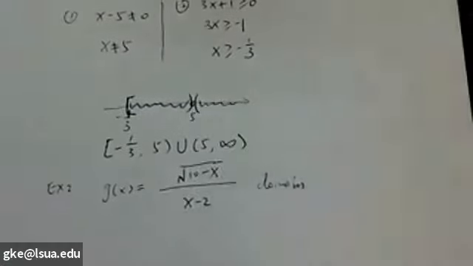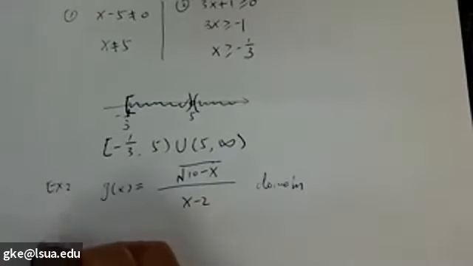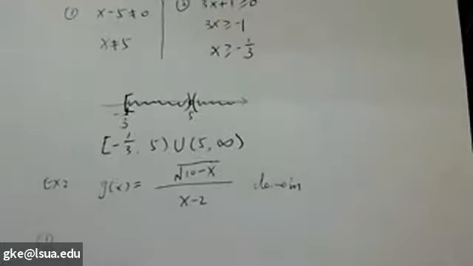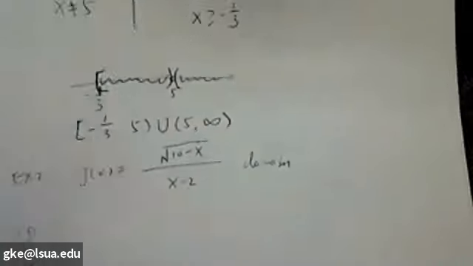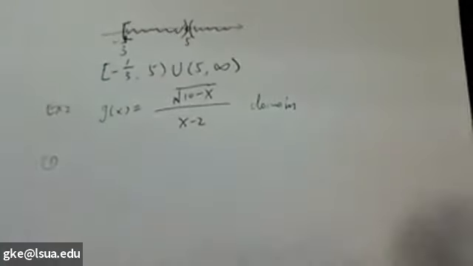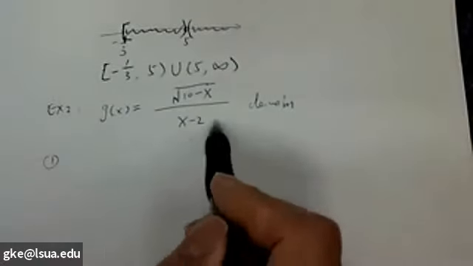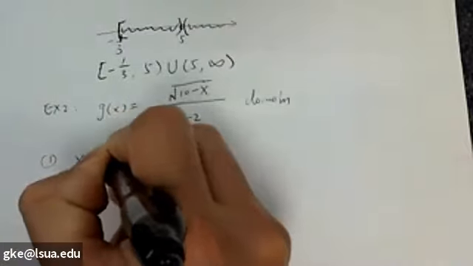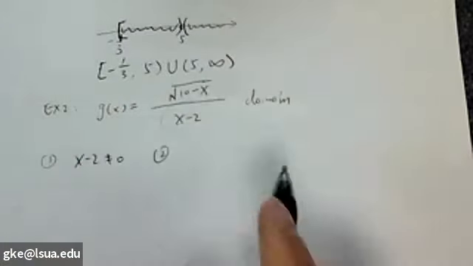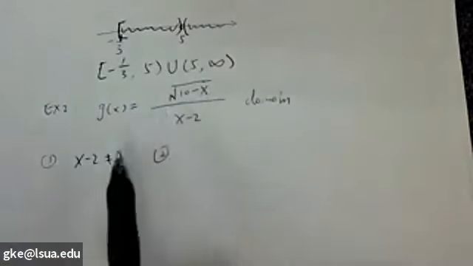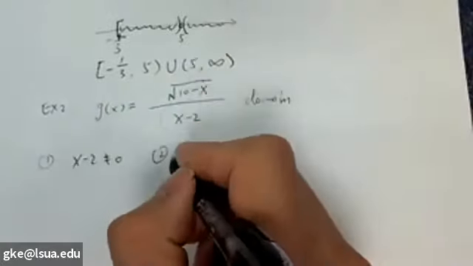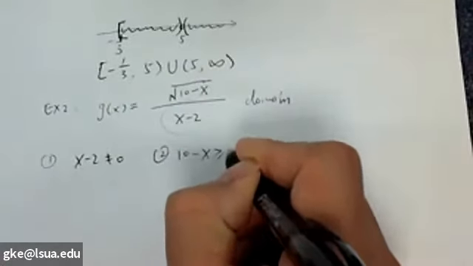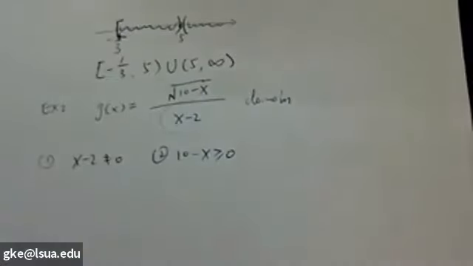Okay, I'm gonna write down the answer on the board. So here we have a combination, right? We have a denominator. Denominator never be 0. And of course, we have square root. Everything inside of the square root is going to be greater than or equal to 0, right?